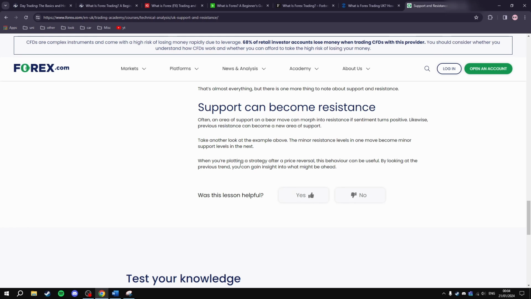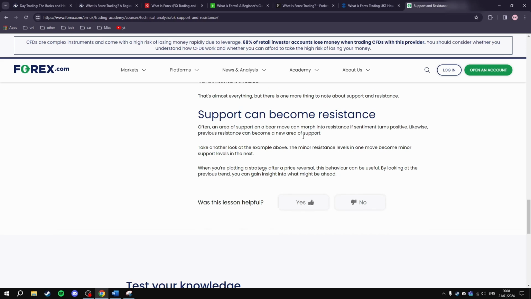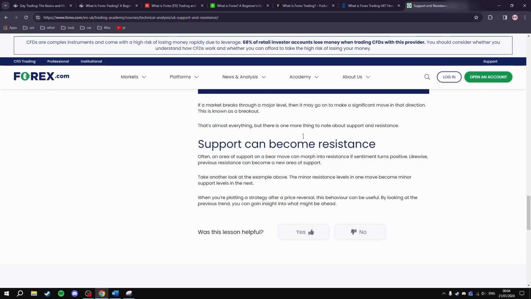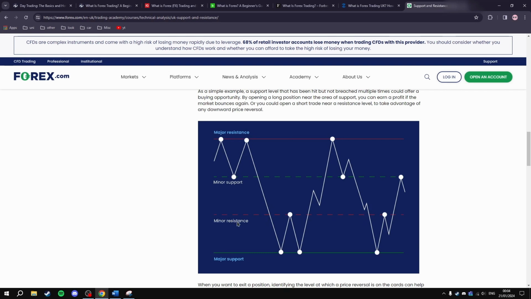When you're plotting a strategy after a price reversal, this behavior can be useful. By looking at the previous trend, you can gain insight into what might be ahead. Likewise, the previous resistance can become a new area of support. Minor resistance in one move can become a minor support in another.